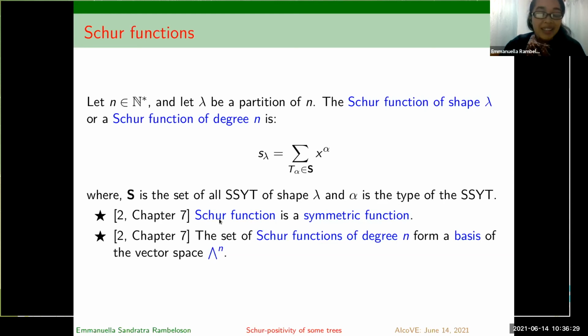Now we can see in Stanley's book in chapter 7 that a Schur function is a symmetric function. And a Schur function of degree n is a symmetric function of degree n. We can see also in the same book that the set of all Schur functions of degree n forms a basis of this vector space here. Remember, this vector space here is the space of all symmetric functions of degree n.